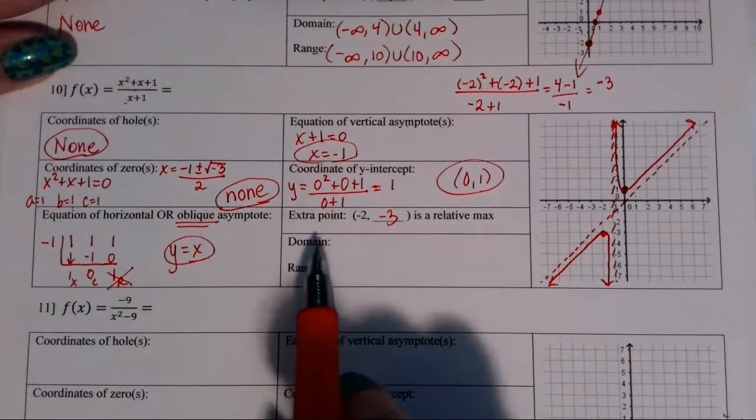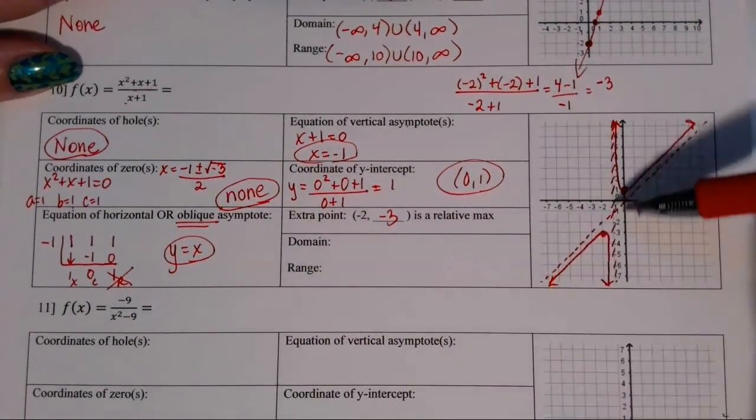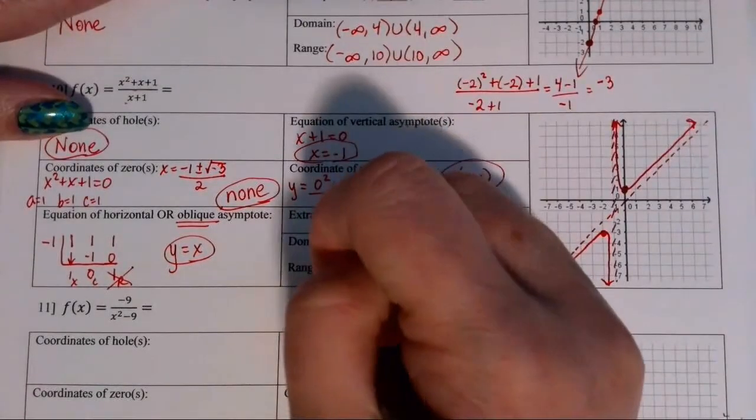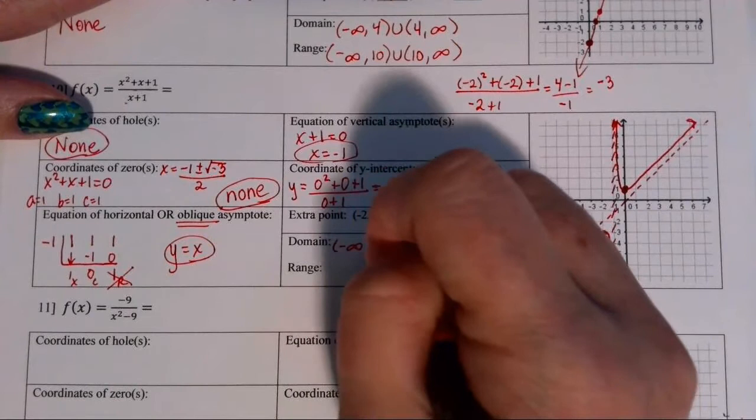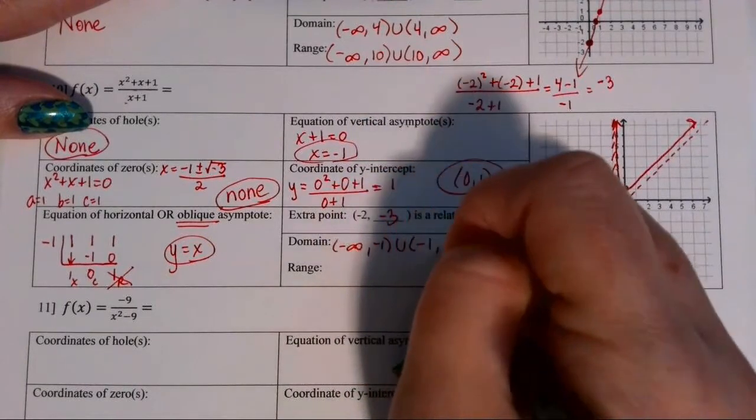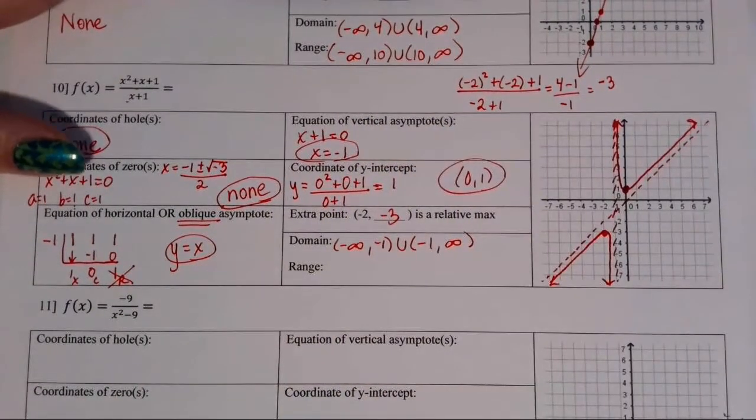So now the domain. We have a break in the graph here with an infinite discontinuity at -1. So we're going to be going from negative infinity to -1, union -1 to infinity.